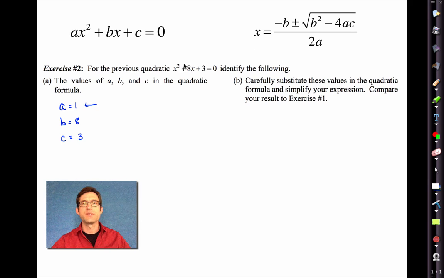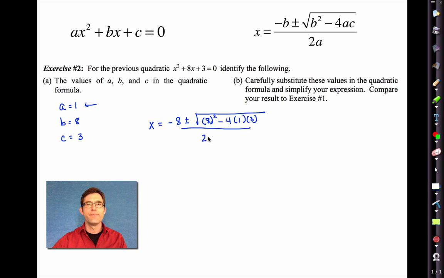Now what we're going to do is substitute a, b, and c into this formula and find out what we get. And I'm going to do it right here to give myself plenty of room. x equals negative 8 plus or minus, right, negative b, the square root. Always a good idea, whether it's positive or negative, to put that b in parentheses before you square it. Minus 4 times a times c, all divided by 2 times a.